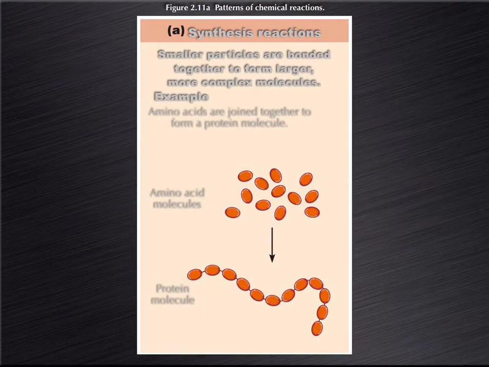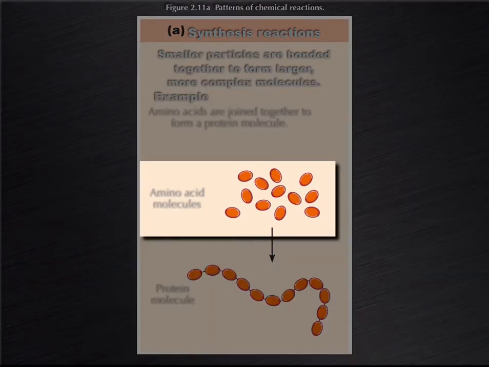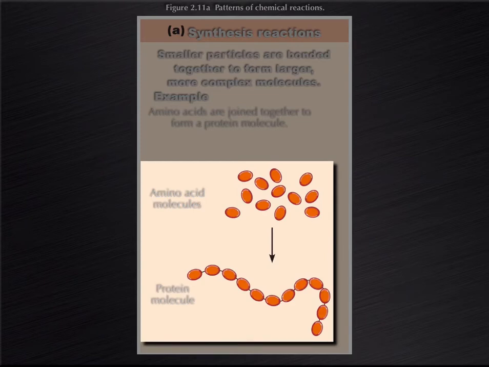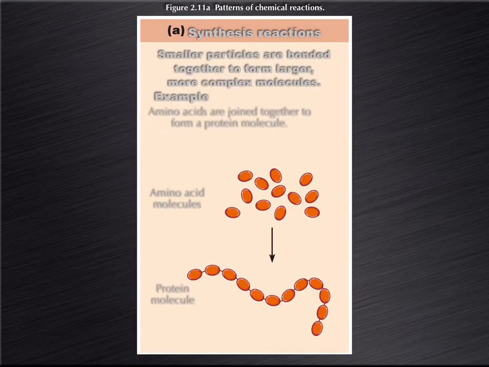Here is a picture of what that might look like. In a synthesis reaction, we take individual pieces, like amino acids, and join them together into larger molecules, such as proteins. And if you notice the picture on the bottom, the individual little units are connected by lines, and those lines represent bonds. So this is a great graphic example of a synthesis reaction combining small pieces into larger molecules by making bonds between them.